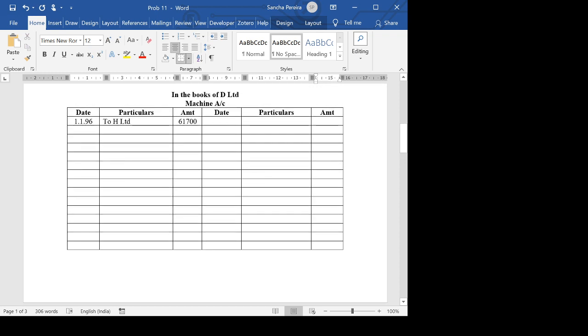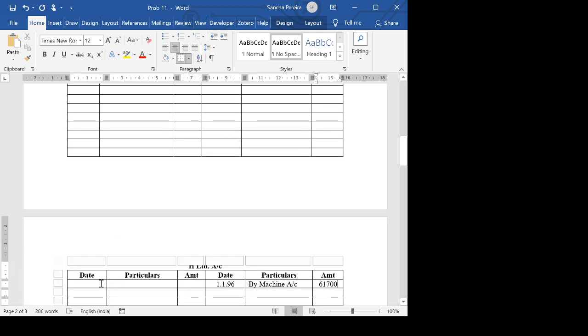The down payment will be H Limited to bank at the beginning itself. The agreement is signed, to bank. The down payment is 20,000. Okay, so we have done our first two entries that happen only in the first year. Now we move on to our sequence.